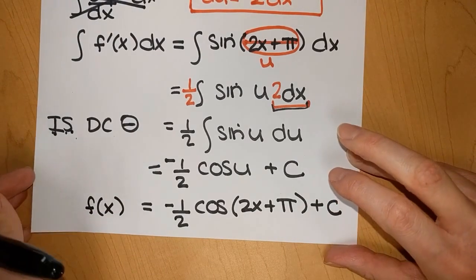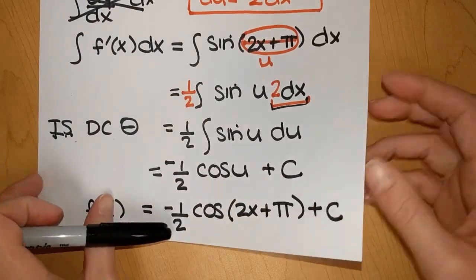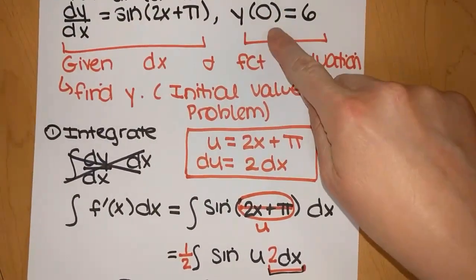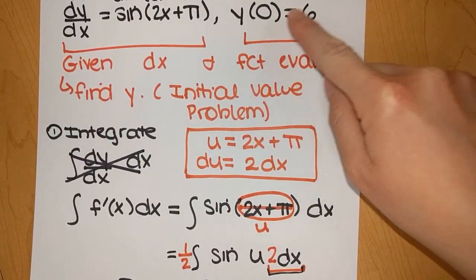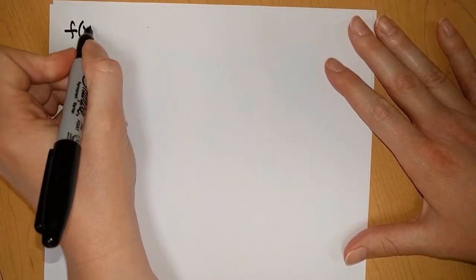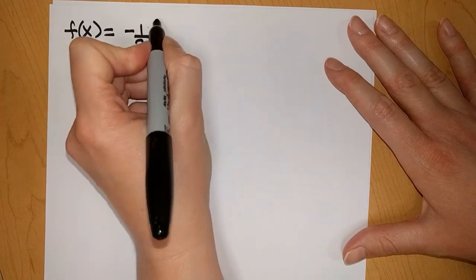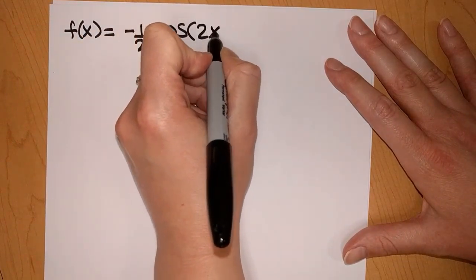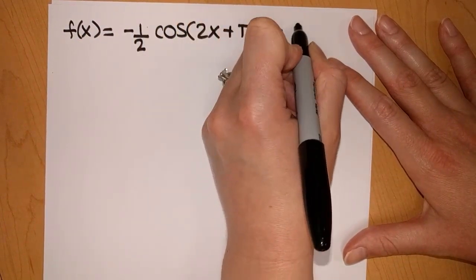Now, we do need to find our plus c value. So to find our plus c value, we are going to use the initial condition that was given as y of 0 is equal to 6. So here is what we are looking at. We're looking at that f of x is equal to negative 1/2 cosine of 2x plus pi plus c.